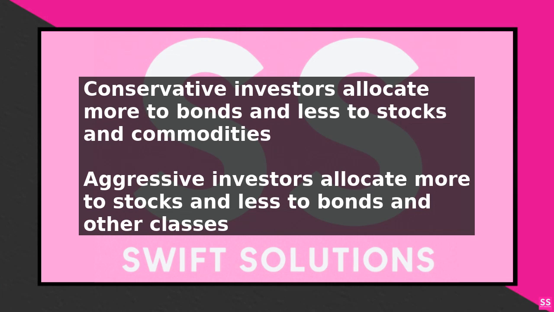In conclusion, understanding the different asset classes offered by Betterment is key to creating a diversified portfolio that meets your financial goals. By allocating your investments across different asset classes, you can reduce risk and increase potential returns over the long term. Remember to consider your risk tolerance and investment horizon when allocating your portfolio.